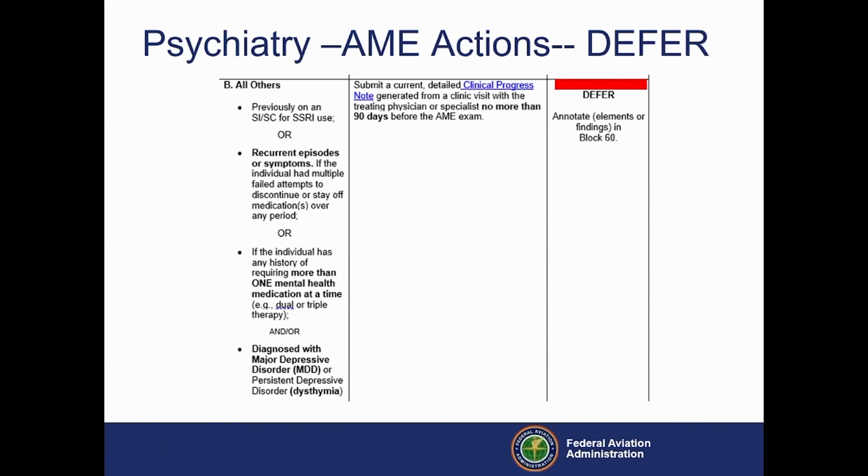So of course, in the instance that you need to defer, you would have to follow row B. Right now, if you encounter somebody who's previously been on a special issuance under our old SSRI, what we now call our antidepressant protocol, you'd have to defer. If you have suspicion that they have major depressive disorder, dysthymia, even a single episode, you'd have to defer. Any history of dual or triple therapy, defer. And when you defer, what would assist us in determining if we could give a warning or a special issuance of some type is obtaining a detailed clinical progress note and sending that in as well.